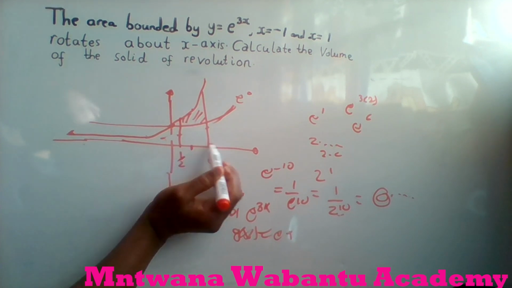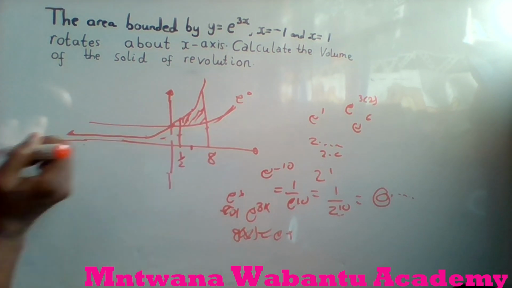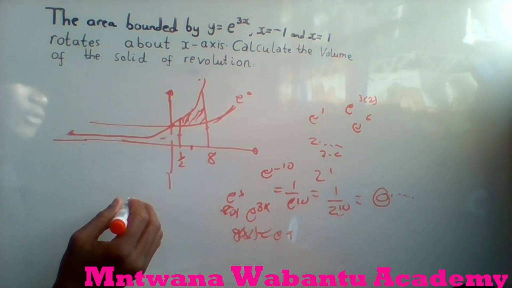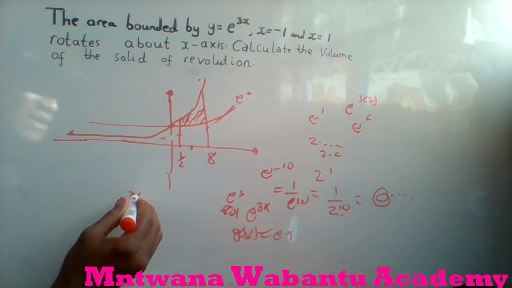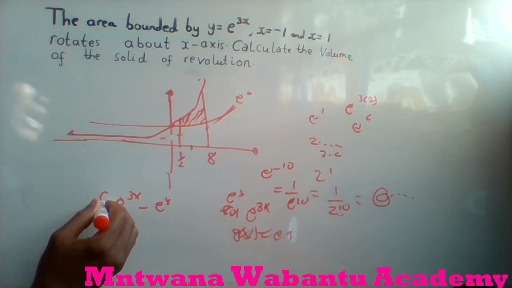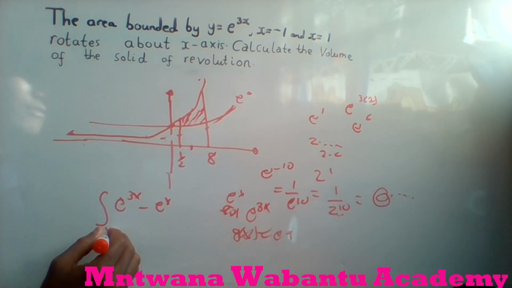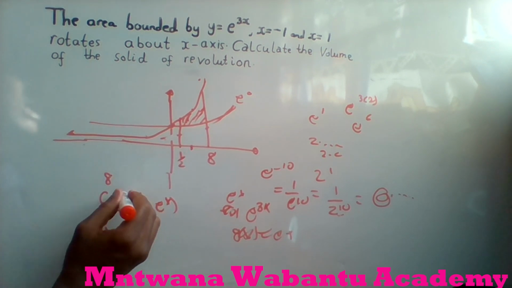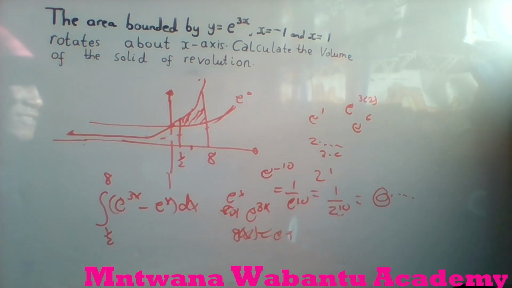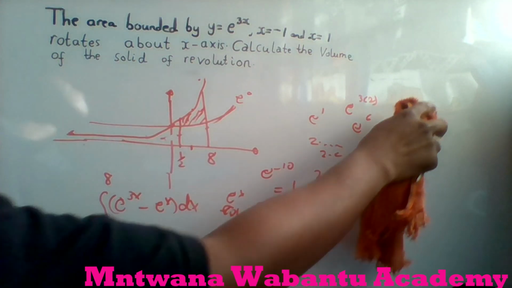It is not bounded by the x-axis between them. So we're going to take the top graph, which is e power 3x minus e power x, and then we're going to write our integral, starting from a half, the lower limit, to 8, and then dx. So I'm saying that you have to draw your graph accurately. That was just a rough sketch. So now let's go to the question given.